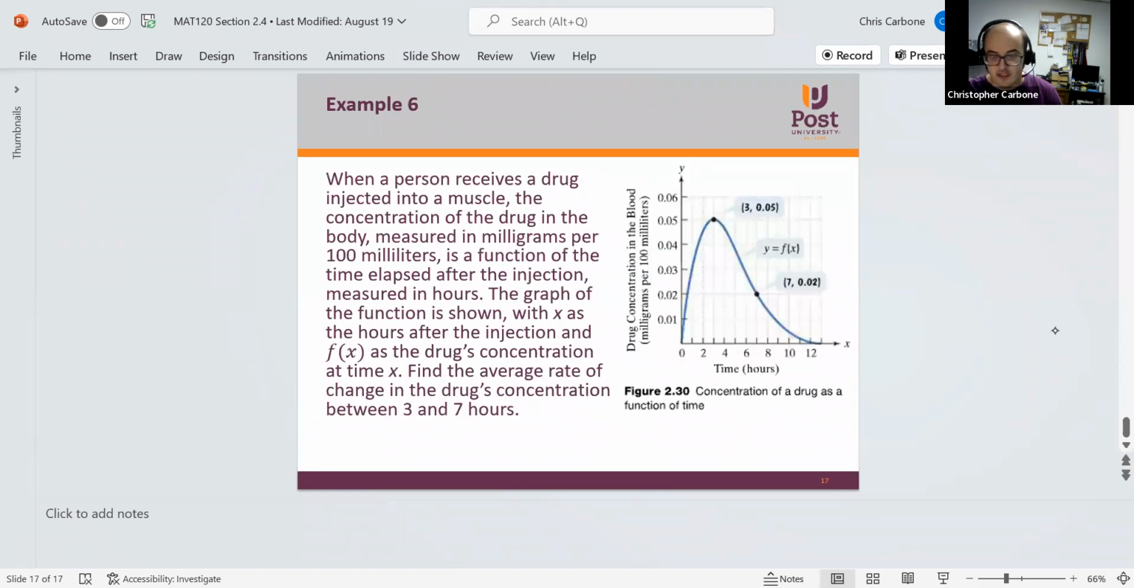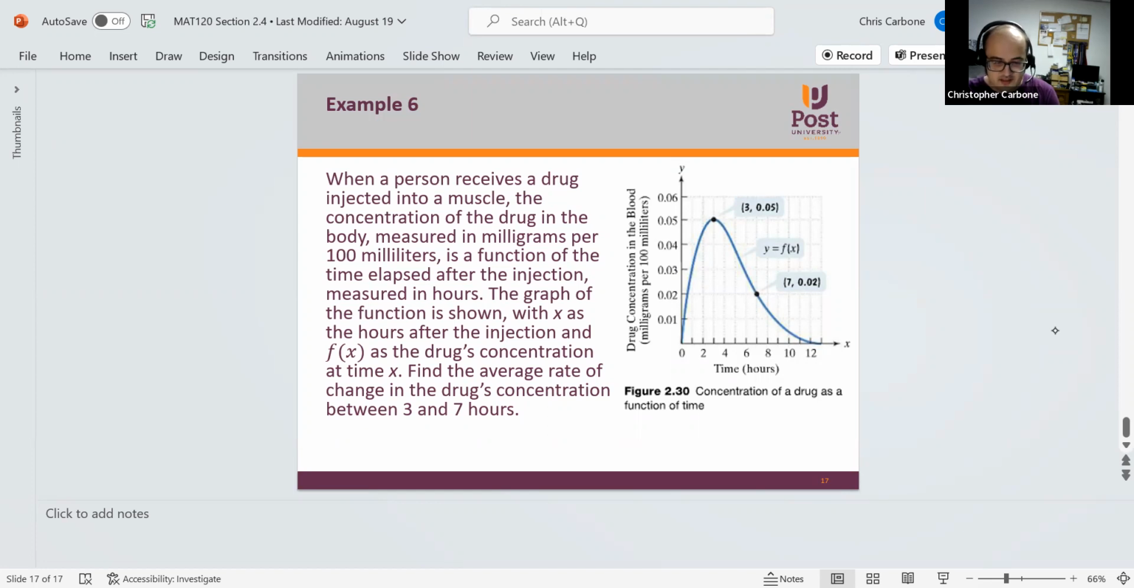And then finally, we have this one. When a person receives a drug injected into a muscle, the concentration of this drug in the body, measured in milligrams per 100 milliliters, is a function of the time elapsed after the injection, measured in hours. The graph of the function is shown to our right, with x as the hours after the injection, and f of x as the drug's concentration at time x.